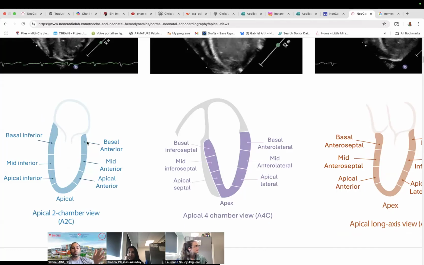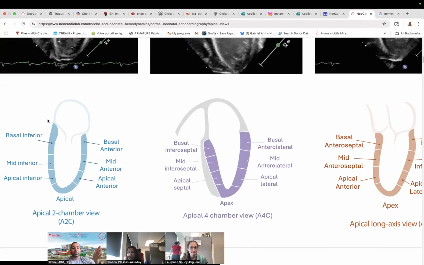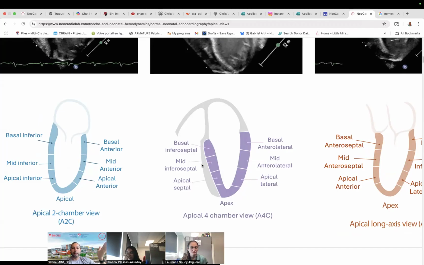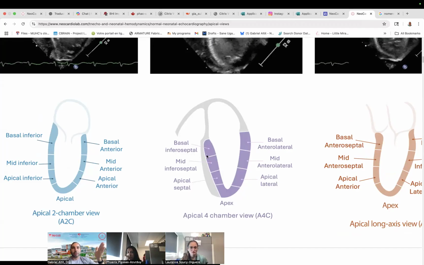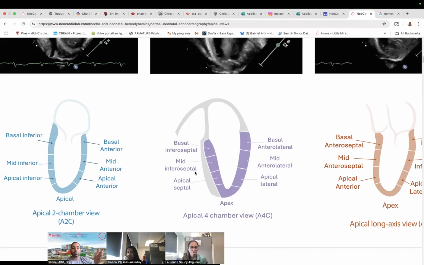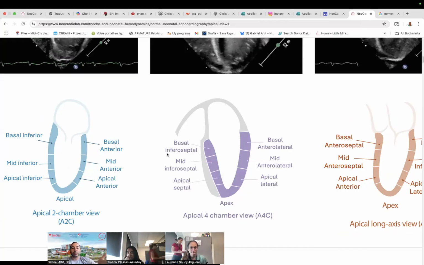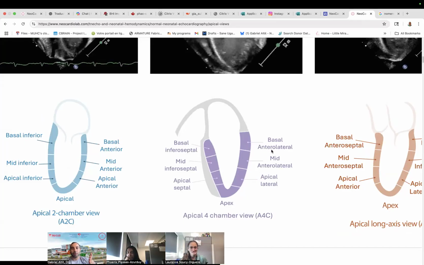And then it's relative to the position of the wall. So here it's anterior and inferior, or the back side. Here you're starting to get a bit of your septum. So it's the inferoseptal, septal, or inferoseptal as well. And versus this is lateral. And because this is in the inferior axis, this becomes anterior as well.